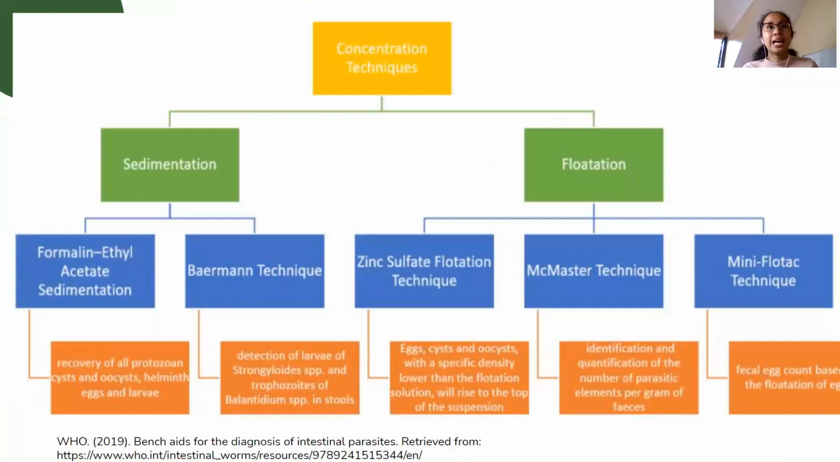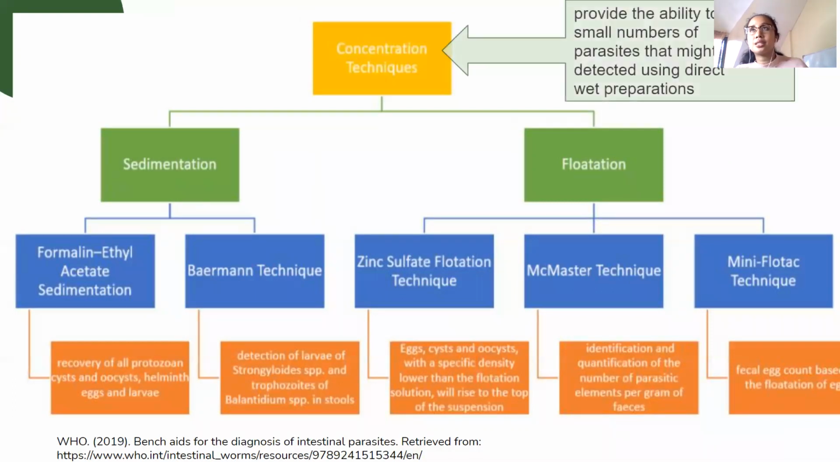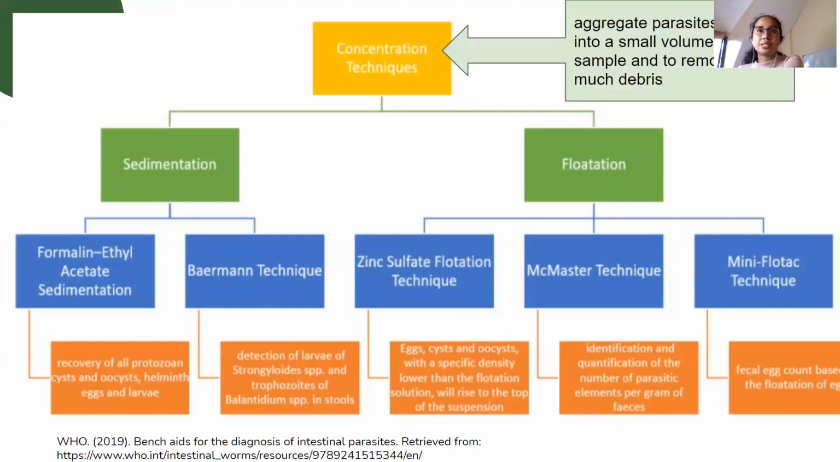Class, we are now heading to your concentration techniques. We have two main concentration techniques: sedimentation and flotation. Sometimes some of our cysts and parasites cannot be seen in your wet mount preparation. Sometimes we need to concentrate and aggregate them so that we could detect the suspected parasite. It provides the ability to detect small numbers of parasites that were not detected using your wet mount preparation, by aggregating the parasites into a small volume of sample and removing much debris.